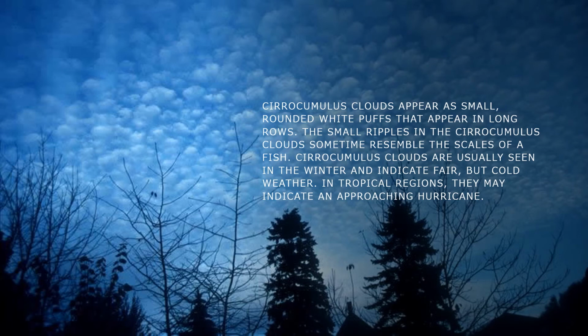Cirrocumulus clouds appear as small, rounded, white puffs that appear in long rows. The small ripples in the clouds sometimes resemble the scales of a fish. They are usually seen in the winter and indicate fair but cold weather. In tropical regions, they may indicate an approaching hurricane.